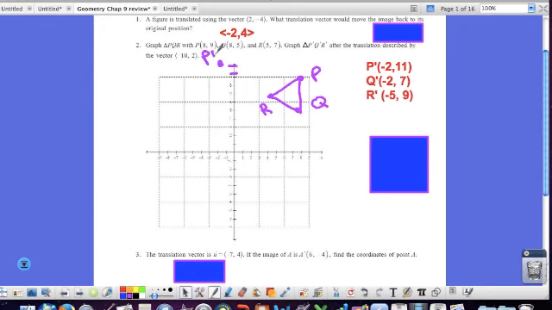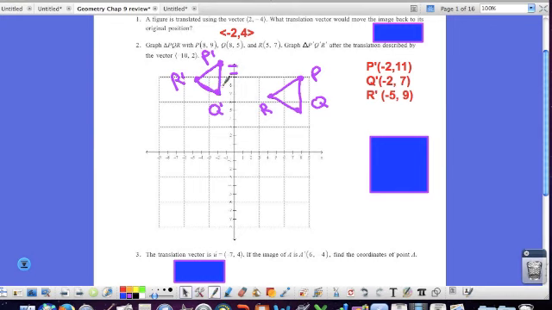For Q, 8 minus 10 is -2, and 5 plus 2 is 7. So my new coordinates here are -2, 7 for Q prime. And for R prime, from 5 minus 10 is -5, and 7 plus 2 is 9, so -5, 9. That's R prime. That's my new one.